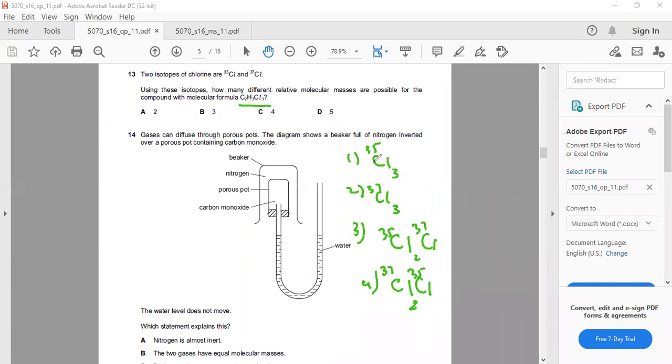So in this C2H3Cl3, C2H3 is there. Only chlorine we have to see. There are only 4 possibilities. There is no other possibility. Is there any other possibility? No. Okay, at your level. So 4 possibilities are there. C is the answer.